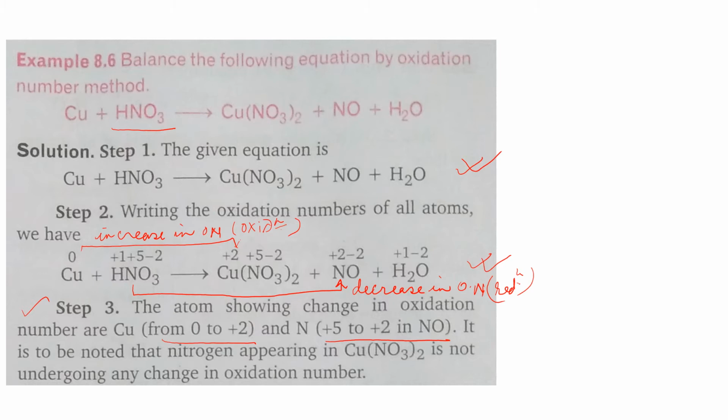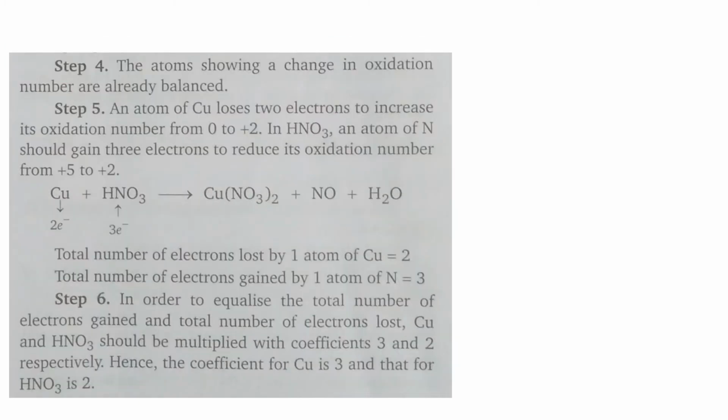Am I clear? It is to be noted here, and this is very important, that here is also nitrogen, here is also nitrogen. So why am I not taking this? The nitrogen appearing in Cu(NO3)2 is not undergoing any change in oxidation number. This is plus 5 and this is plus 5. So we are not considering it. Next, step number 4, the atoms showing a change in oxidation number are already balanced. You have to balance the atoms showing oxidation and reduction.